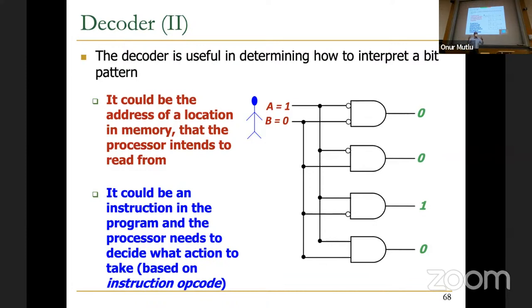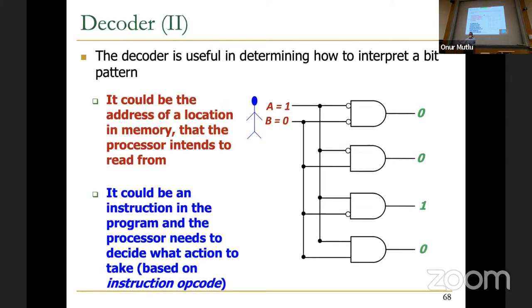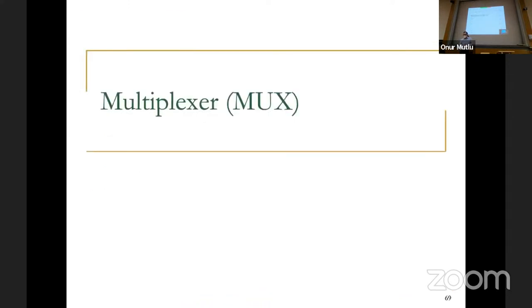You decode that encoding using a circuit that looks like this. It could be the instruction of the program, and based on the opcode, which is the instruction encoding, we figure out what instruction it is using a decoder, just like this. You can think of a decoder as a bit pattern detector. You have a bit pattern, and you have to decode it. That's the idea. Okay, so this is a great time to take a break, and then we will start with the multiplexer. But don't forget the decoder, because we're going to get back to it.